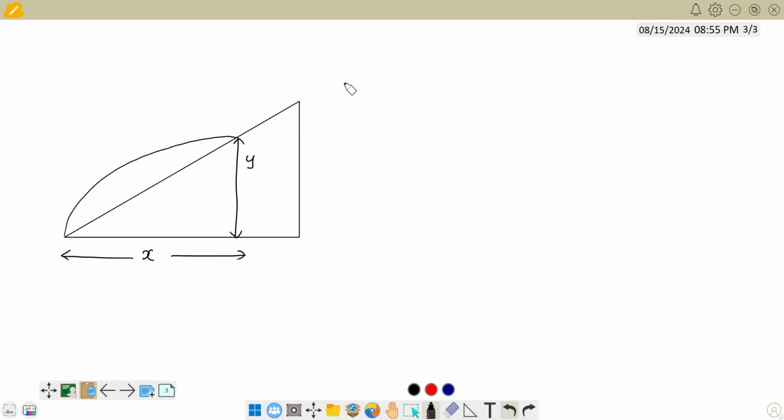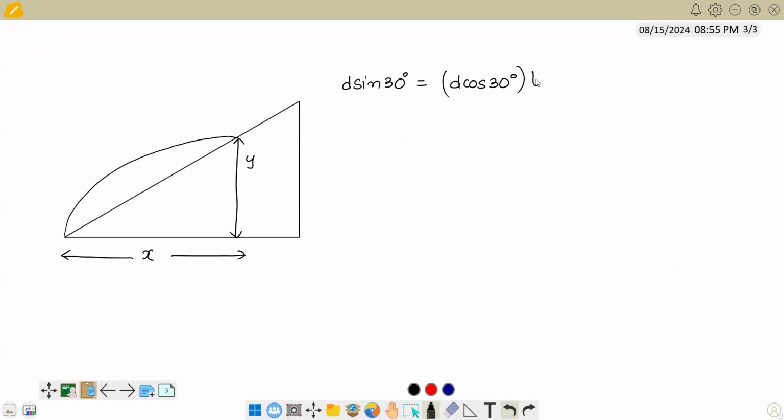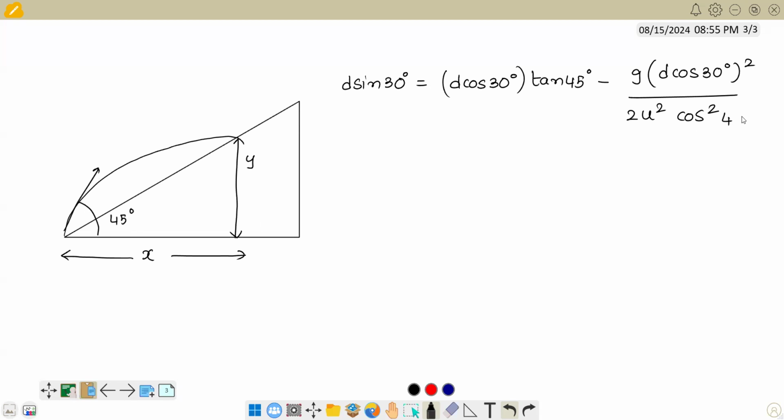So we will get y, which is D sine 30 degree, equals x value, D cos 30 degree, into tan theta p, so tan 45 degree, minus g into x square, so D cos 30 degree whole square, by 2 into u square into cos square theta p. The total angle of projection is 45 degree, so cos square 45 degree. Let me just substitute the values and rearrange it.